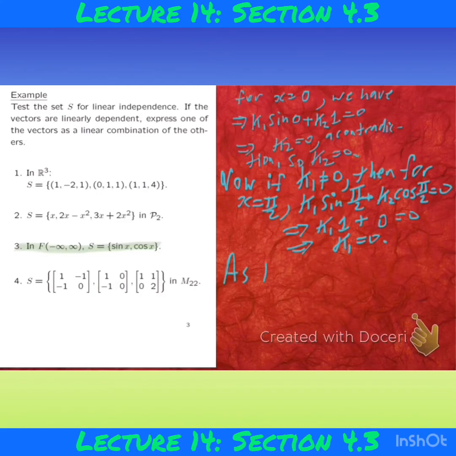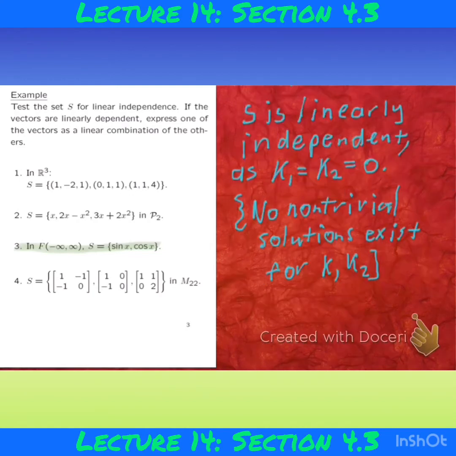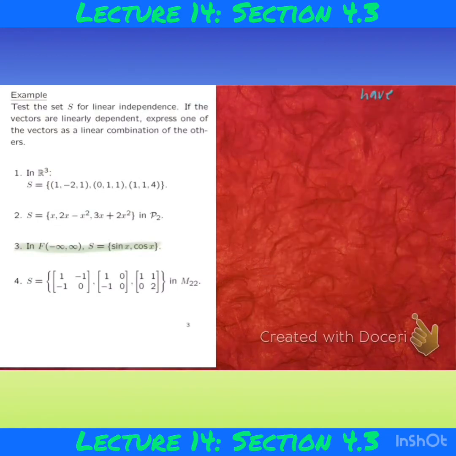Alright, so as k1 is equal to k2 is equal to 0, S is linearly independent. Because I cannot find a non-trivial solution to that scalar equation. I cannot find a non-zero k1 or a non-zero k2 that satisfies that equation. I can only get zeros for the k1s and k2s. Linearly independent.